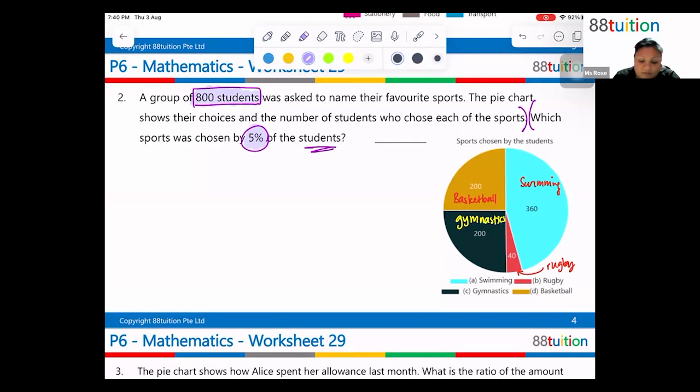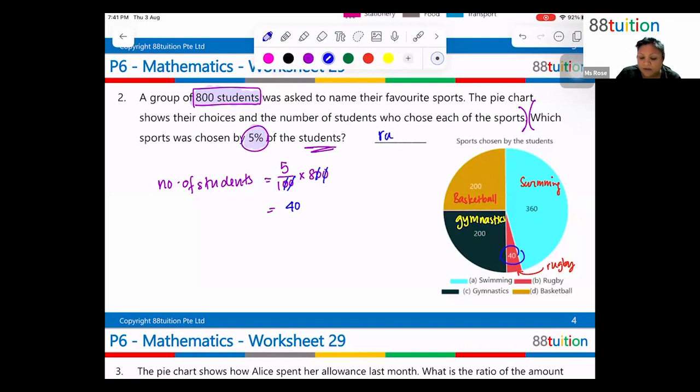So how do I work this out? How do I find that number of students? Anyone? Yes, thank you, Hannah. So 5% means 5 over 100 times the number of students, and you will get 40. So 40 students would be rugby. Okay, so 5% of the students chose rugby.